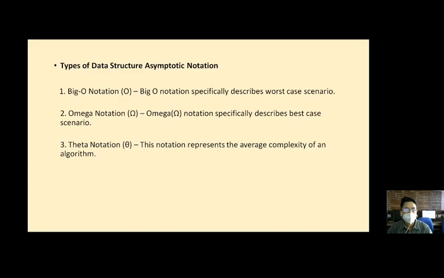The third notation is the theta notation. This notation represents the average complexity of the algorithm. This lies in between big O and omega. In theta notation, most of the time, except for the best and the worst case, the theta notation describes the algorithm behavior. It bounds the algorithm from both the upper bound and the lower bound, and most of the time algorithm performance lies in terms of theta.